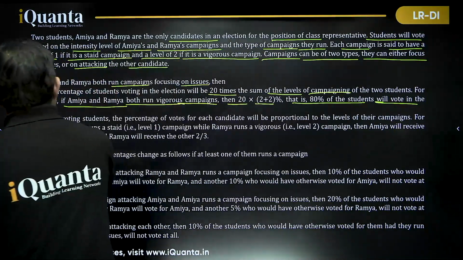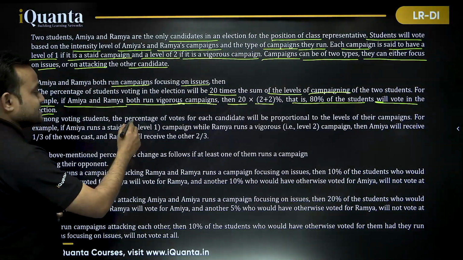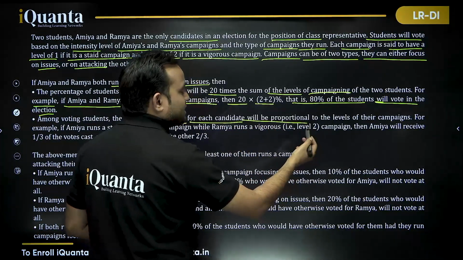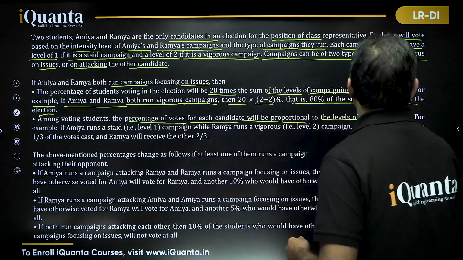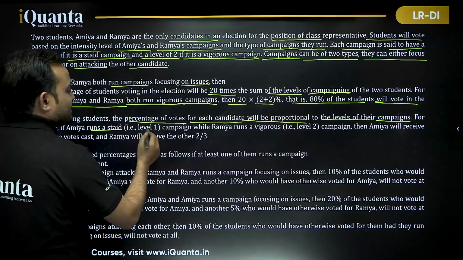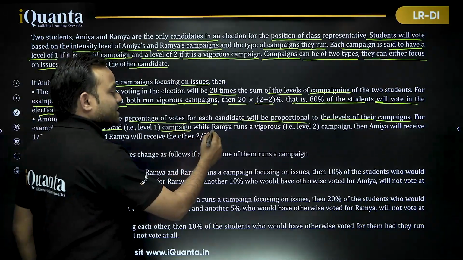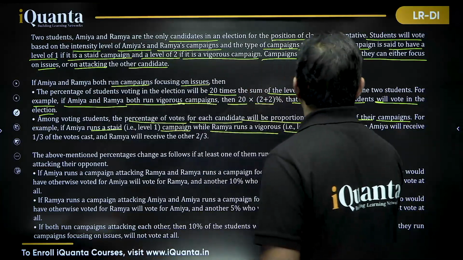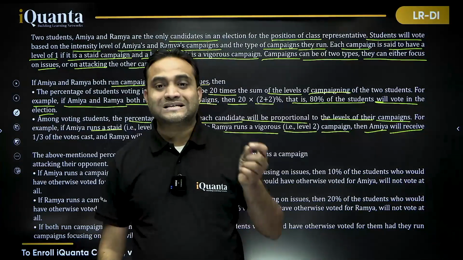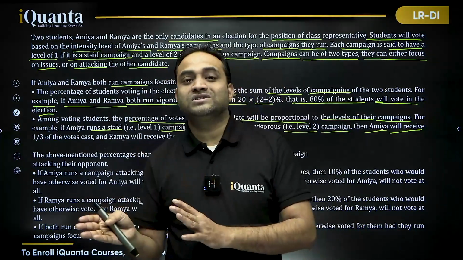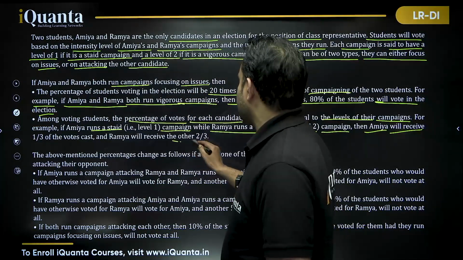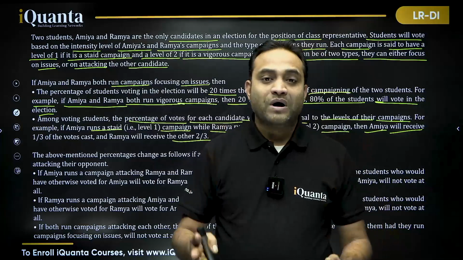the election. Among voting students, the percentage voting for each candidate will be proportional to the levels of their campaigns. For example, if Amia runs a stately or level 1 campaign, while Ramya runs a vigorous or level 2 campaign, then Amia will receive 1/3 of the vote. So level 1 plus level 2 is 1 plus 2, which is 3. The part of Amia is 1, so 1 by 3, and Ramya will receive the other 2 by 3 of the votes.